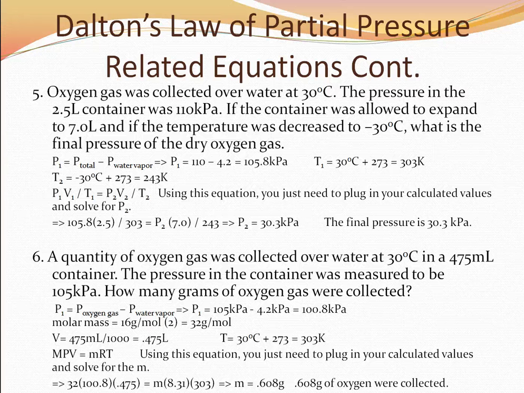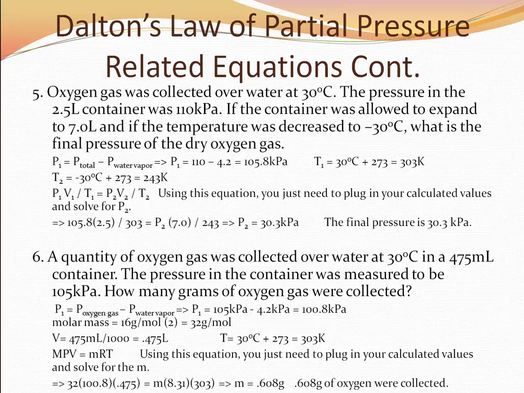You can use the equation P1V1 over T1 equals P2V2 over T2, because everything else is constant. So then you could just plug in what you calculated or what you were given, and you get 105.8 times 2.5 over 303 equals P2 times 7 liters over 243 Kelvin. Then you just rearrange that equation and solve for P2, and you get 30.3 kilopascals. So the final pressure of the dry oxygen gas is 30.3 kilopascals.